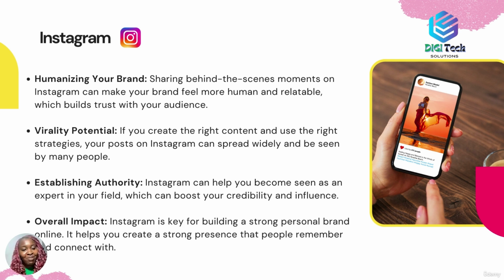Also on Instagram, this is very important, virality potential. If you create the right content, I already said it before, and use the right strategy, your post on Instagram can spread widely and be seen by so many people. Now I'll give an example. I have 2,000 followers on Instagram on my digital babe page, but it was a reel I posted one day and it reached over 14,000 people. Now, you cannot tell me that those people are all my followers, because obviously I have 2K and that video reached 14K. So you can see the virality potential of Instagram.